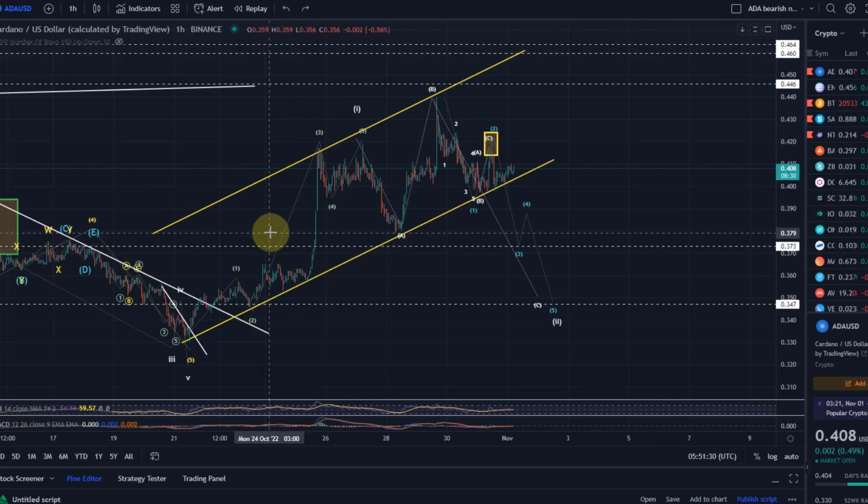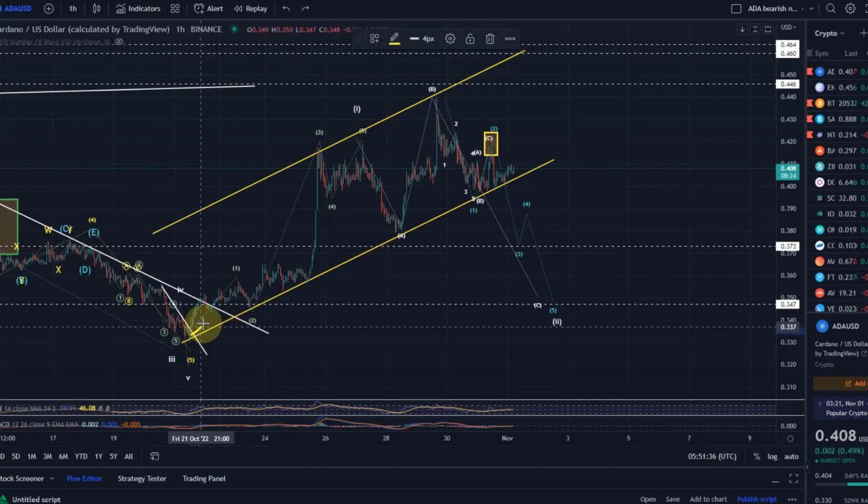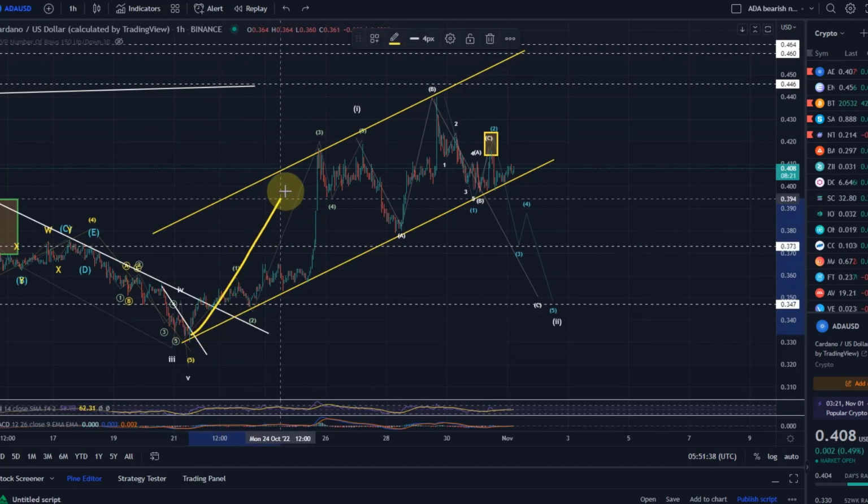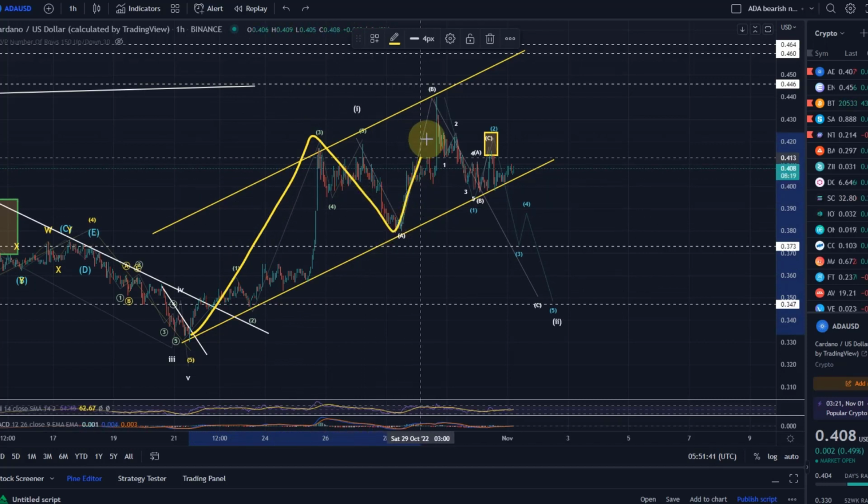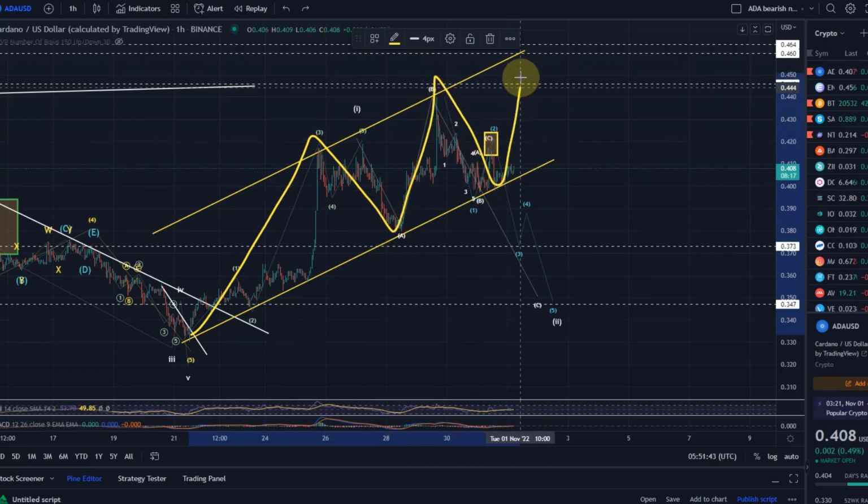I could count it still as some kind of a diagonal pattern. So I could say this here was a wave 1, 2, 3, 4, and the 5 still coming. So that would be my preferred option if we see now this move to the upside, and if we get to the 46 cent level. So if we do that, I would count all of this as a diagonal. So basically as 1, 2, 3, 4, 5.